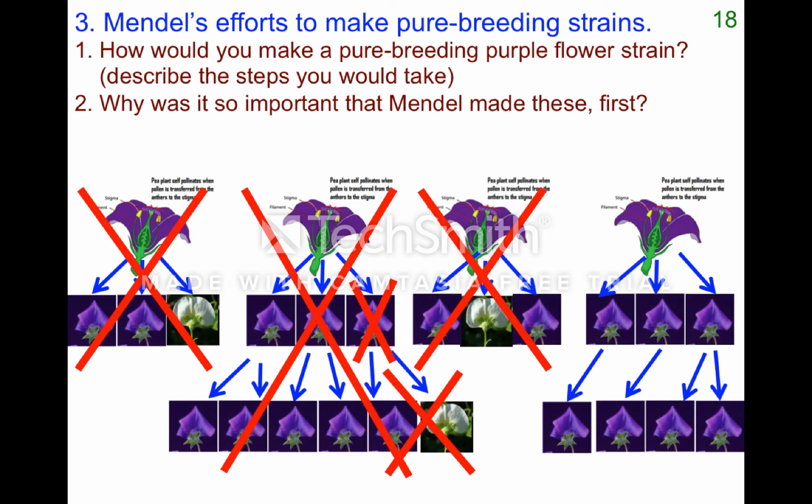So now that you kind of know how he did it, that's why it took 2 years, because you have to go through many, many generations to be sure that this is a pure breeding group, right? So having figured that out, why is it important that Mendel made these first?